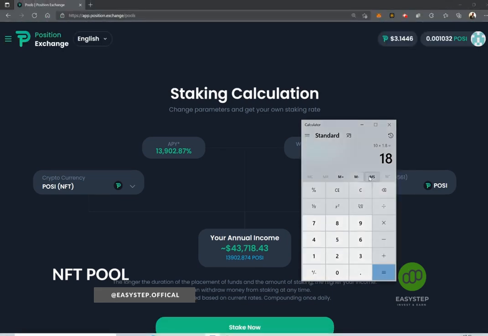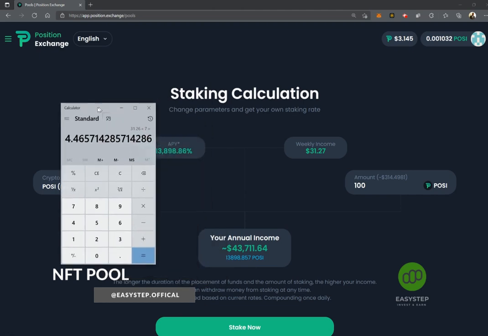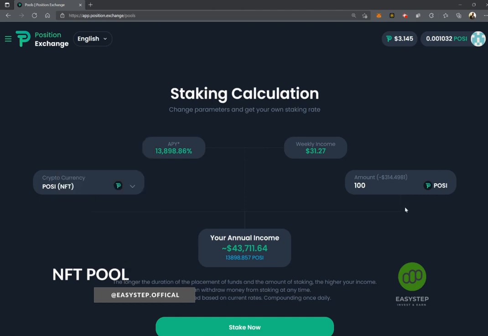So we bring up the calculator. If we earn $31.21 per week, we'll put that here and divide that by 7. That means that we're earning $4.46 per day. Now, annually, if you factor in compounding, you will earn $43,000 with only 100 POSI tokens, which is $314. After 1 year, you will have $43,711.